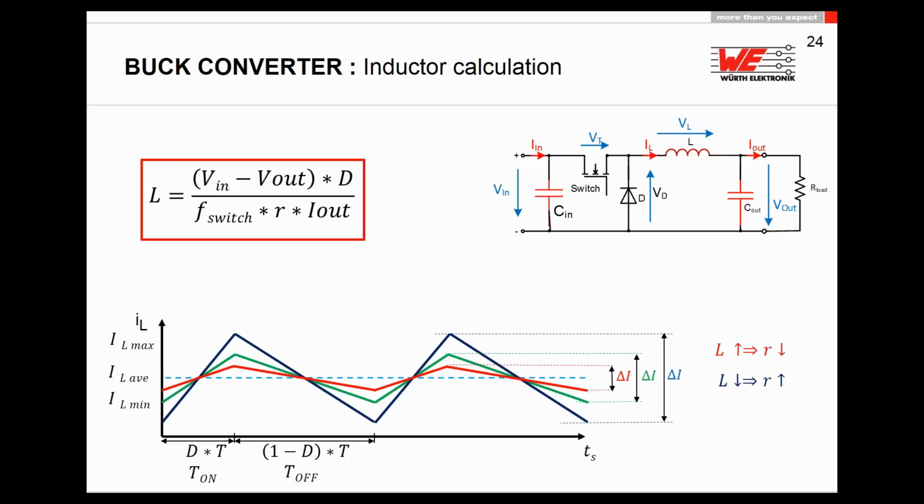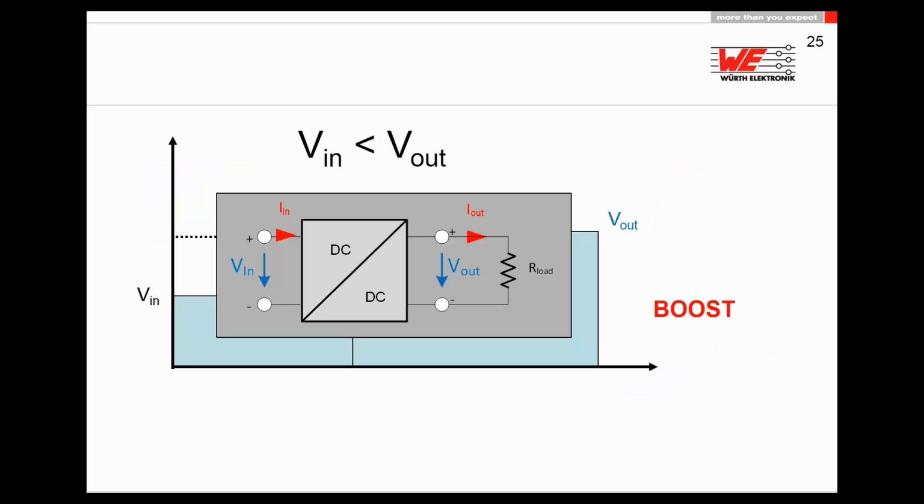You can see in this formula that if you increase the inductance value, the ripple current will automatically go down. If you decrease the inductance value, the ripple current goes up, at constant switching frequency and constant E out. So you can play with different inductance values to see if you have enough ripple or too much ripple. You can consider that in choosing the right inductance value.